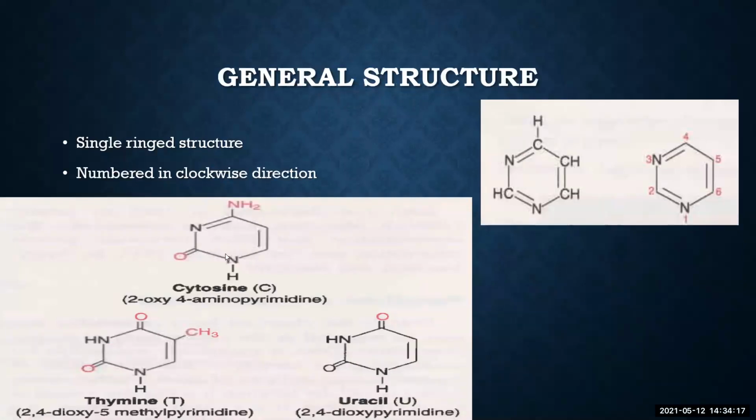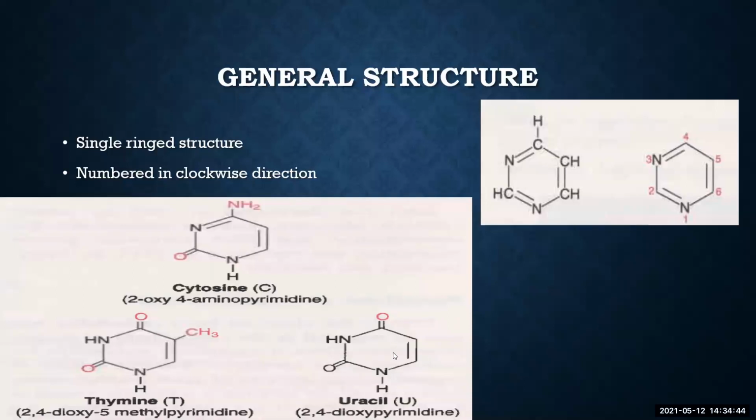So these are the structures of individual pyrimidines that go into DNA and RNA. So cytosine, you can see there is an oxy group in the second position and an amino group in the fourth position. Similarly, thymine and uracil are very similar. The difference is a methyl group present in position number 5, while that is absent in uracil.